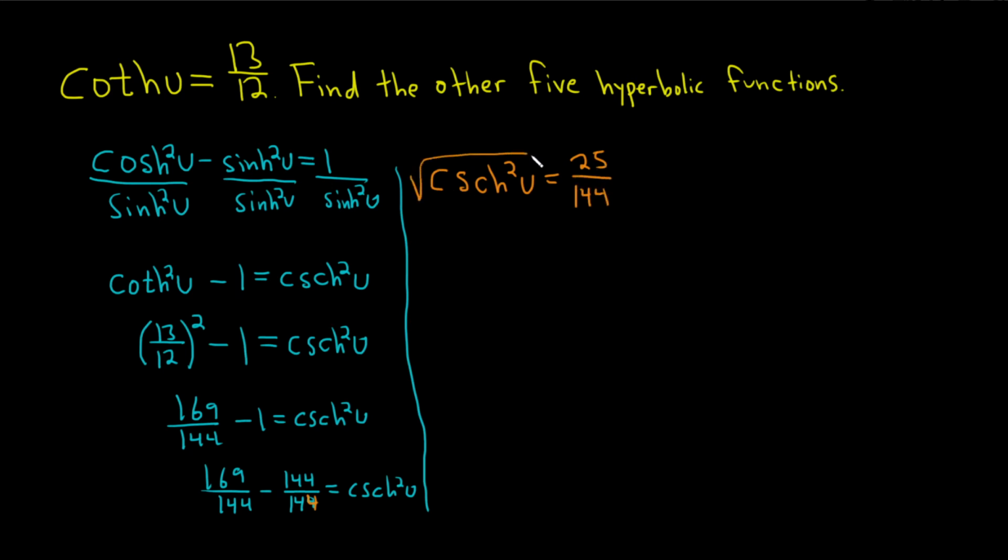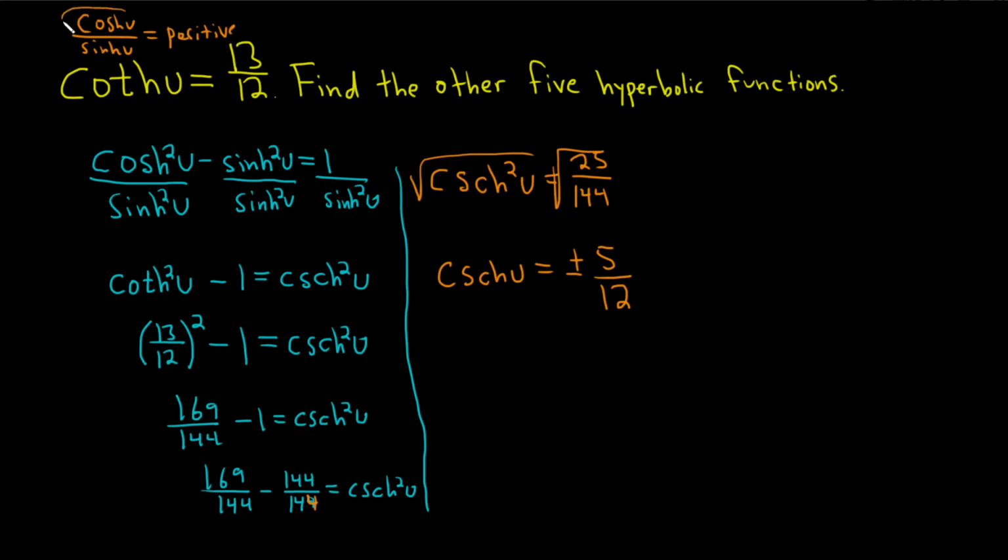Taking the square root of both sides, we get hyperbolic cosecant of u equals plus or minus. The square root of 25 is 5, and the square root of 144 is 12. So now we really have to think. We have to decide whether we're going to leave this as a plus or minus, or do we have enough information in the problem to determine otherwise? Well, let's think about it. Hyperbolic cotangent of u is really cosh of u over sinh of u. And we're told that it's equal to 13 over 12. So in particular, we're told that it is positive.